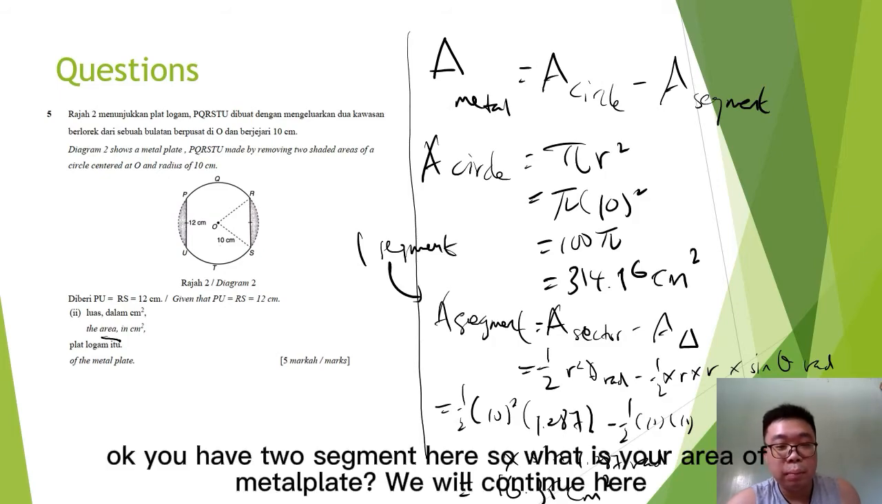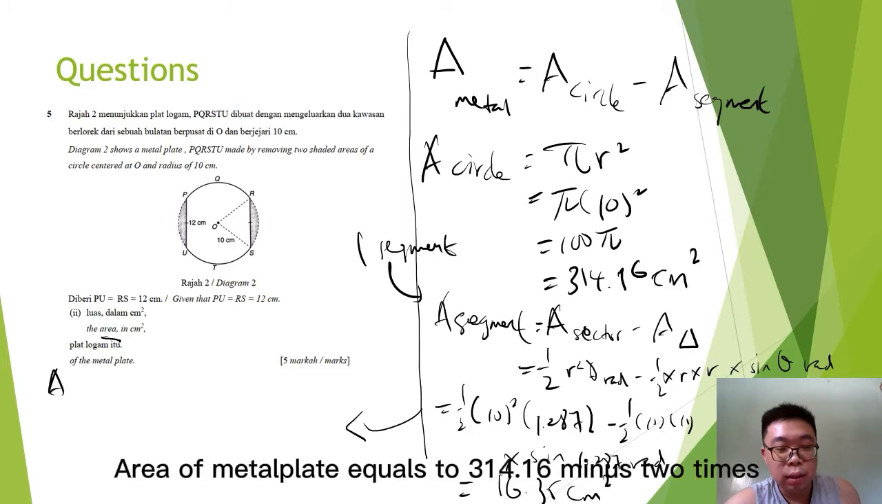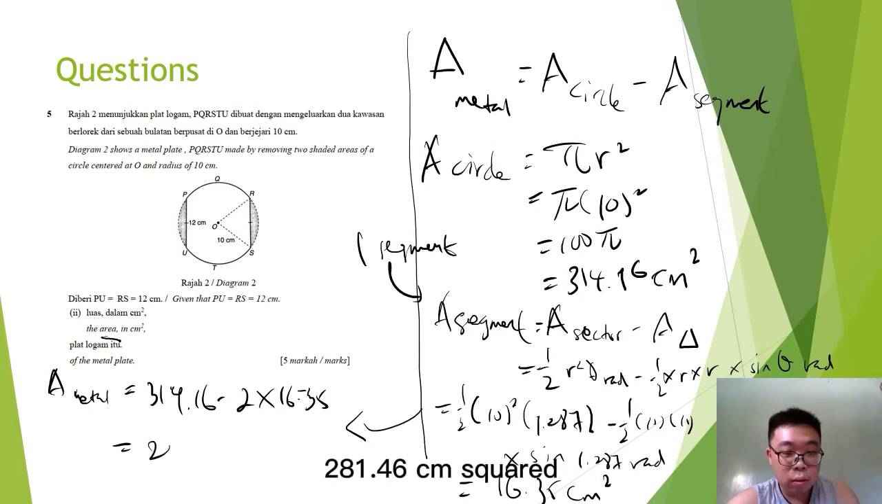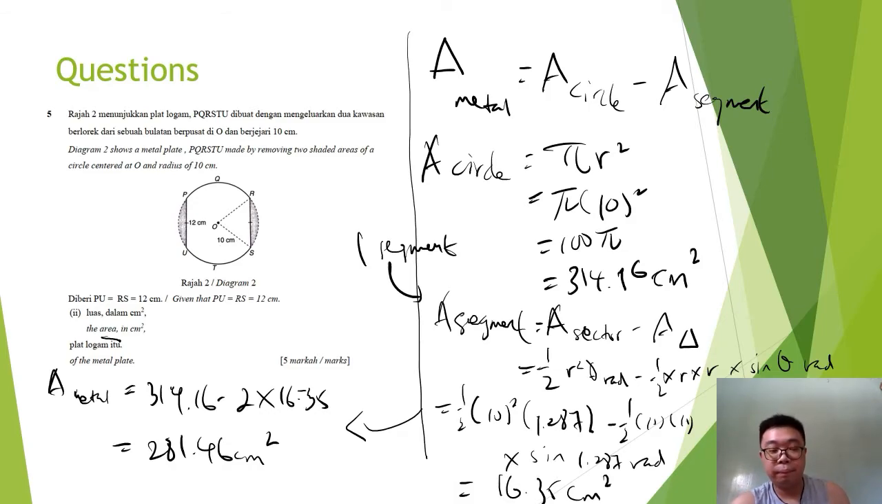We have two segments here. So what is your area of metal plate? We will continue here. Area of metal plate equals 314.16 minus 2 times 16.35. So you get your final answer. The final answer is 281.46 centimeter squared. Okay, so this is the final answer.